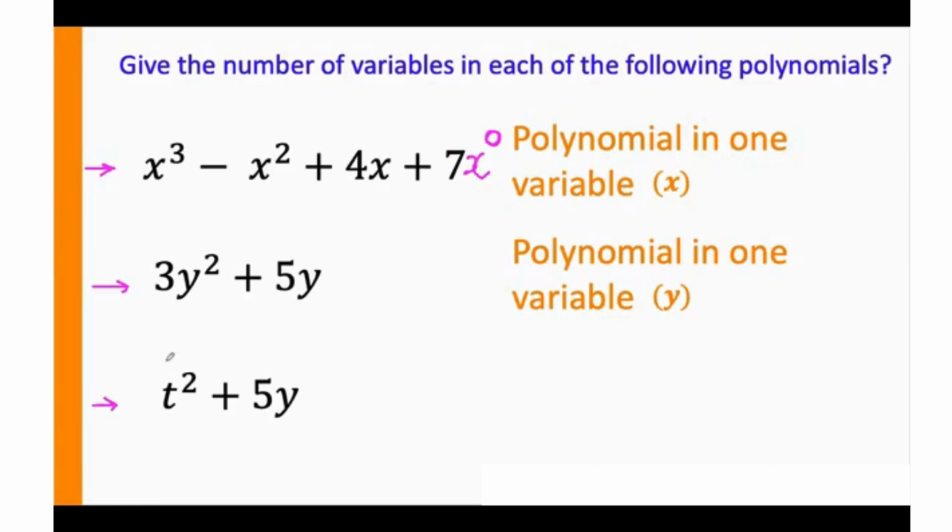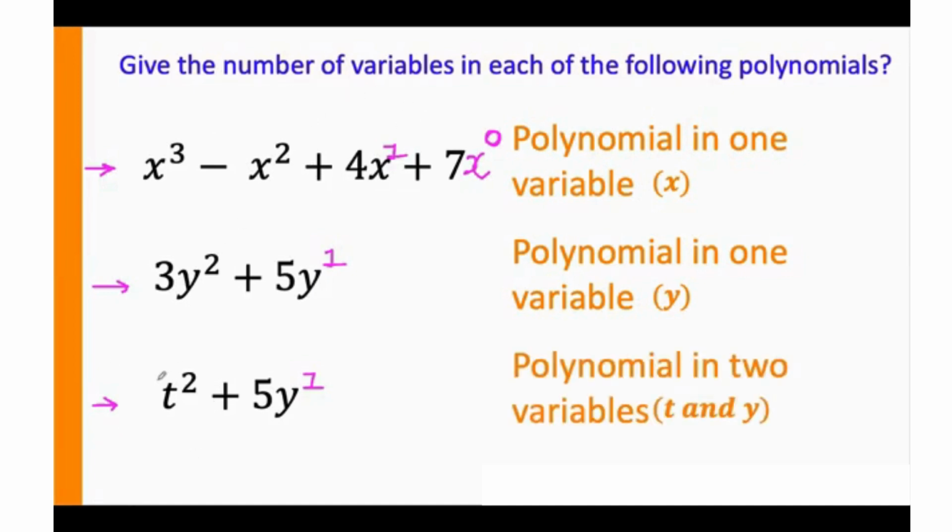However, the third one has two variables t and y. y also has a power of 1. Both of them are polynomials. All three of them are polynomials because the powers are all whole numbers. But because it has two variables, we will call it a polynomial in two variables, t and y.